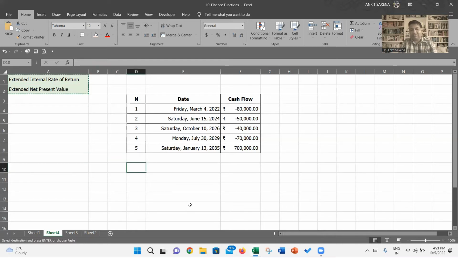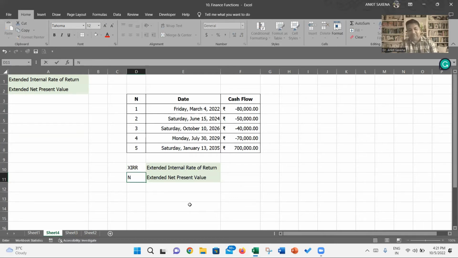So let us put it here. The functions that we are going to use here are XIRR and XNPV, and I'll show you how this works. For XNPV, we will require some kind of discounting rate, so I'm just keeping my discounting rate at around 9% here, just for the example.